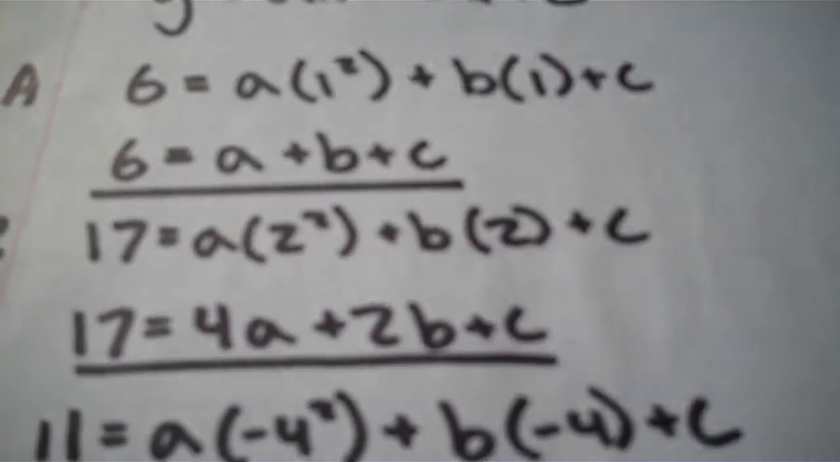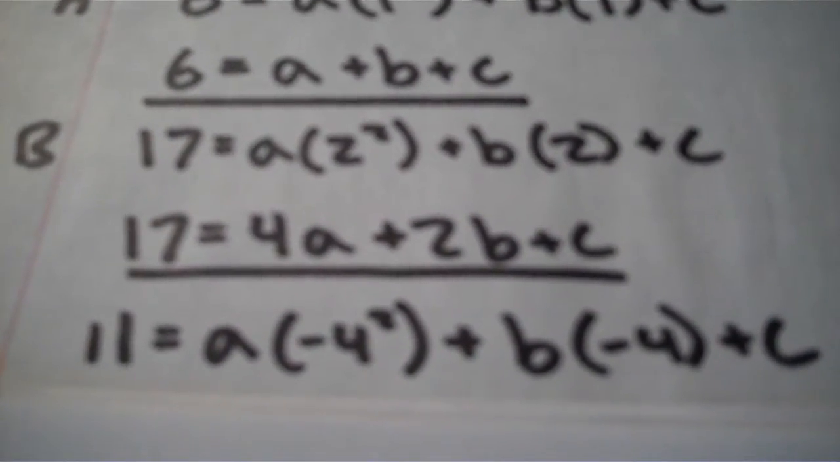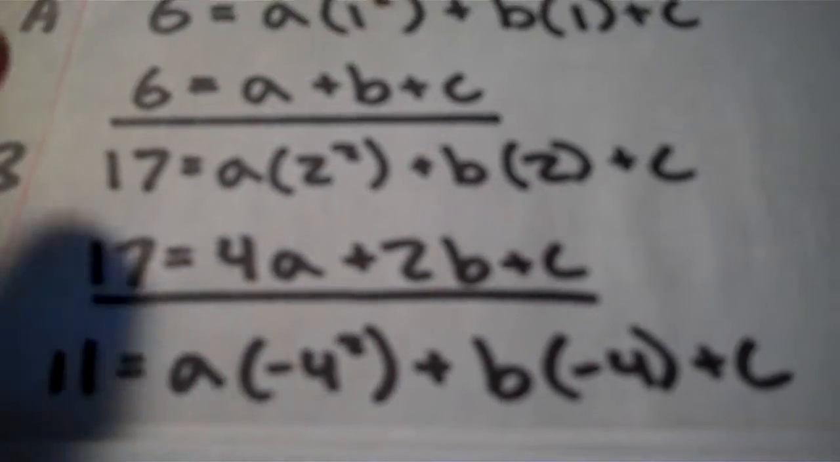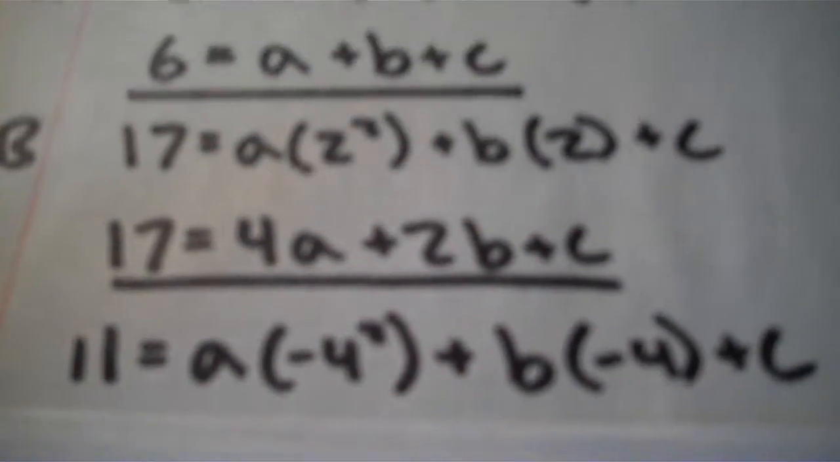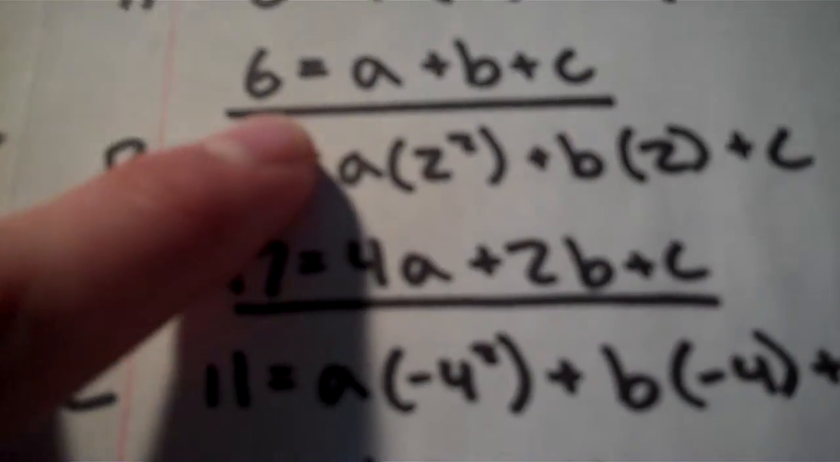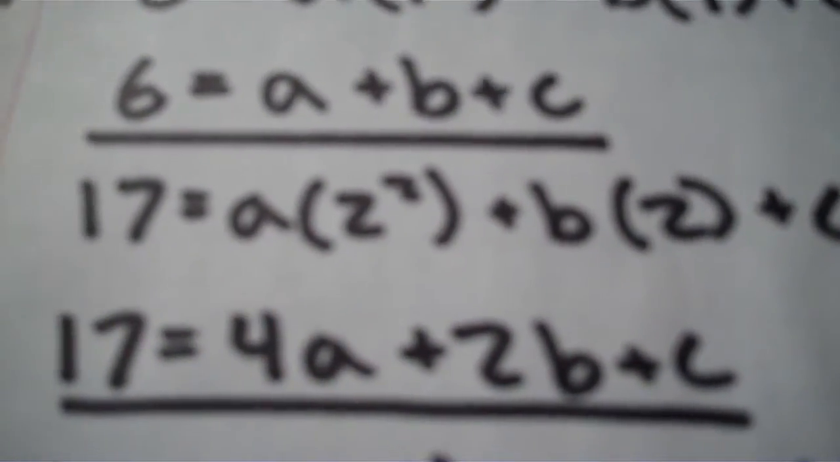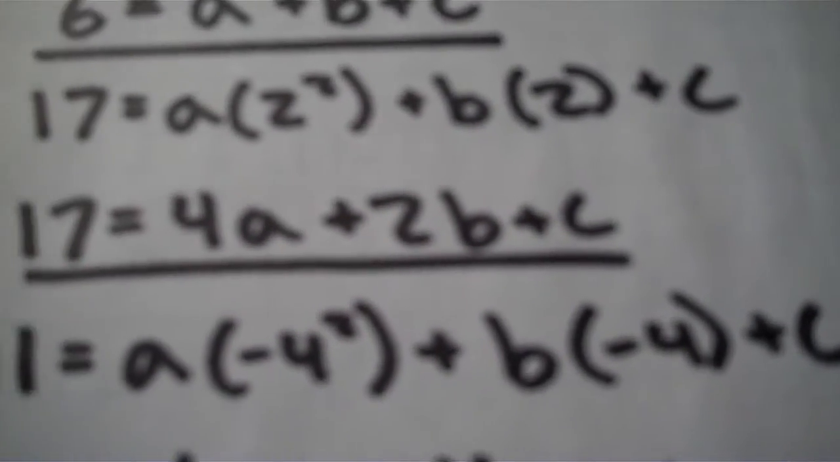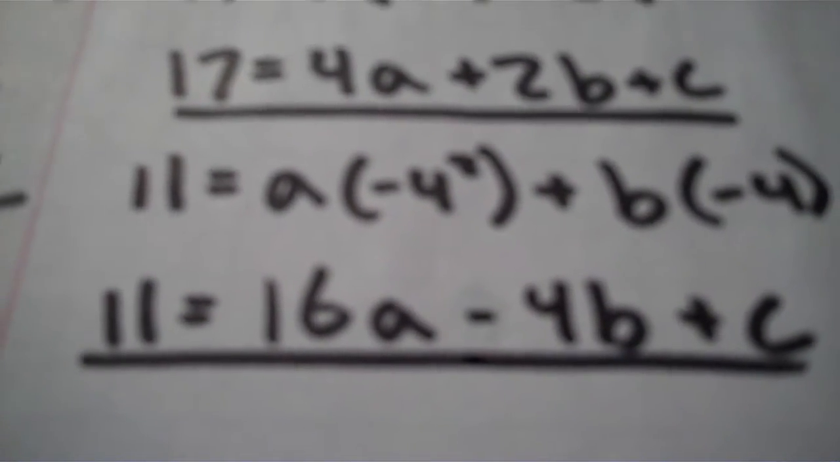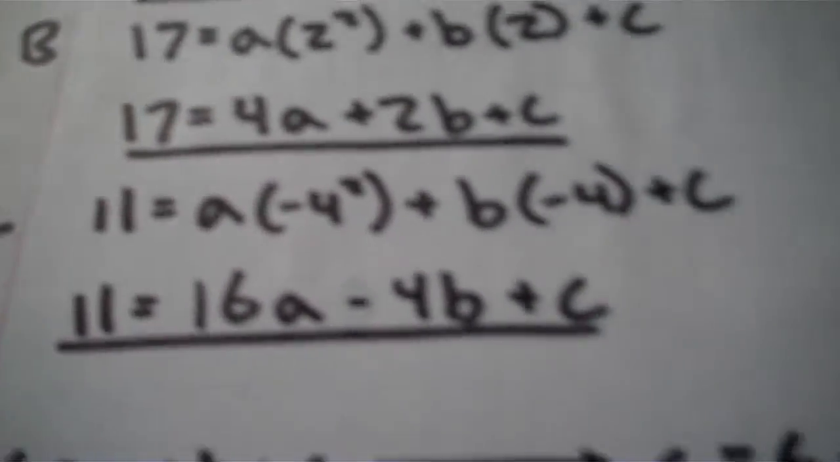And the last one, 11 equals a times negative 4 squared, which we got from up here, plus b times negative 4 plus c. So after simplifying that, we get 11 equals 16a minus 4b plus c. So now we have 3 equations. We have 6 equals a plus b plus c, 17 equals 4a plus 2b plus c, and 11 equals 16a minus 4b plus c. So I went ahead and wrote those out right here.